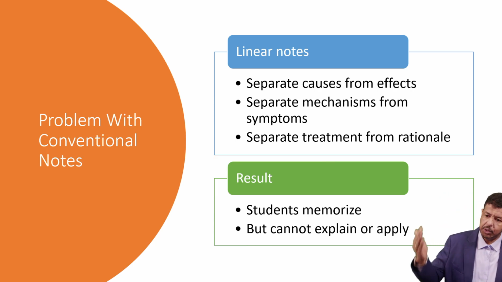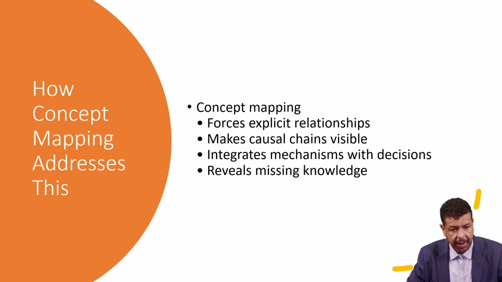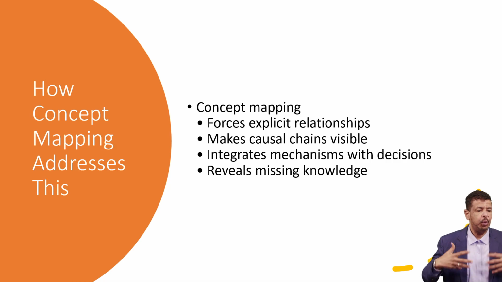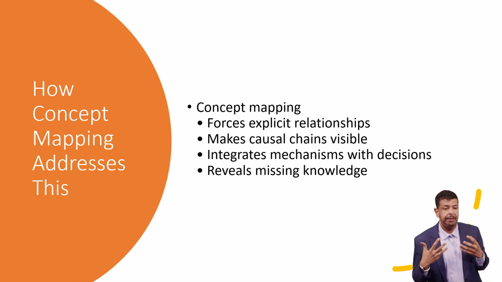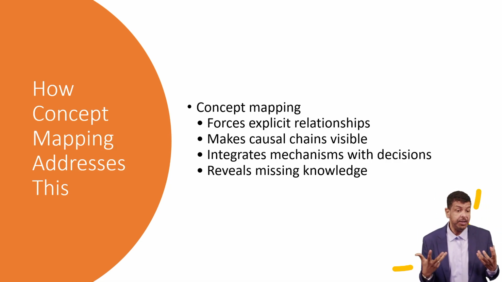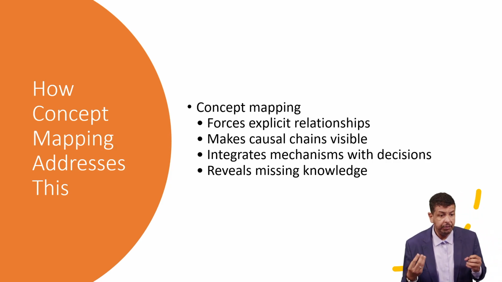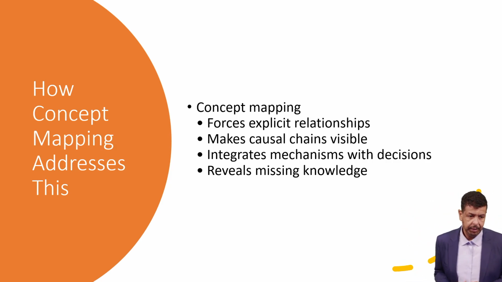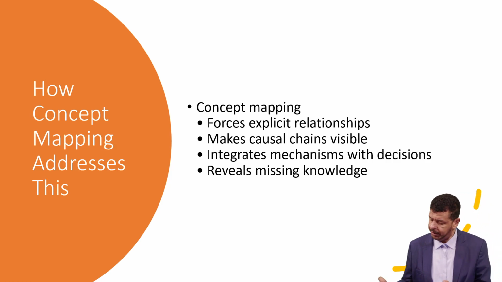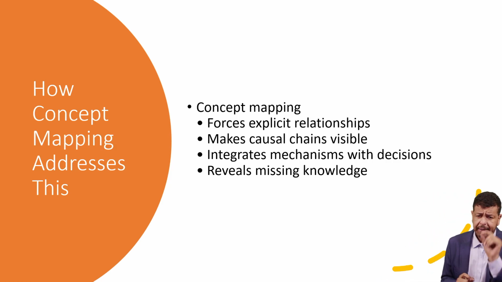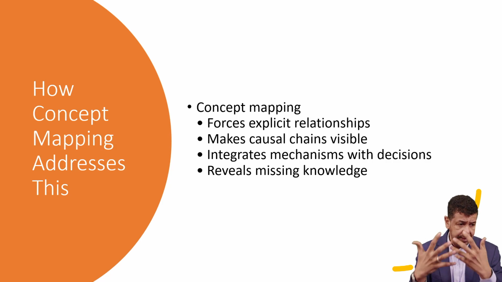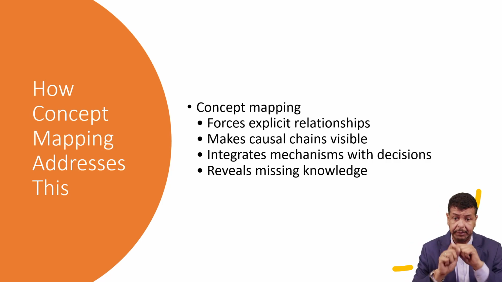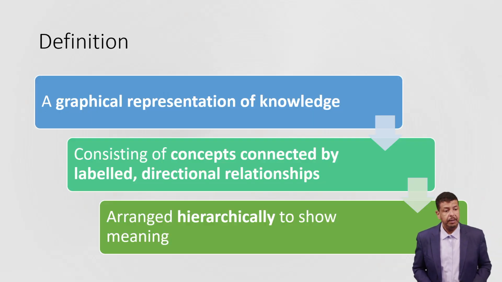Let's go back to the concept map. How does the concept map address this? The concept map forces us to think about the relationship. It helps us to visualize the causal chain. It helps us to integrate mechanism with the decision. And it helps us to identify any missing knowledge or any gap. This is very important.